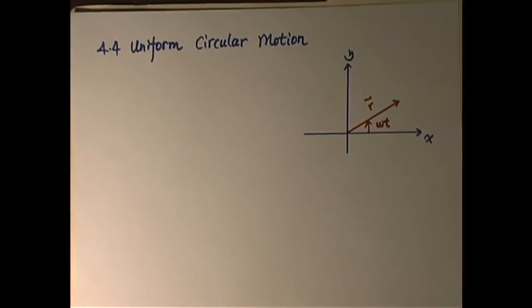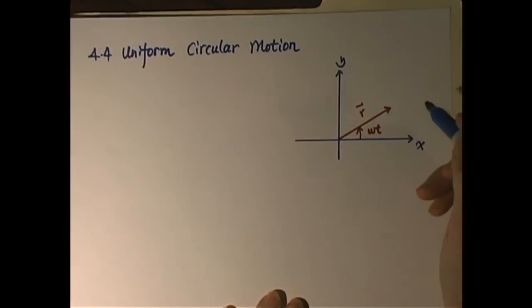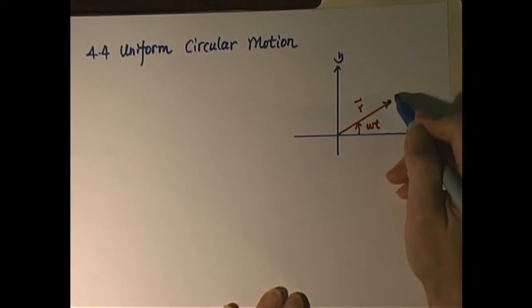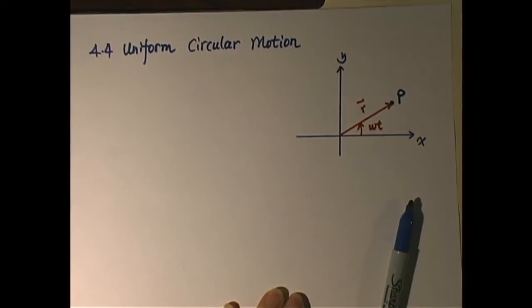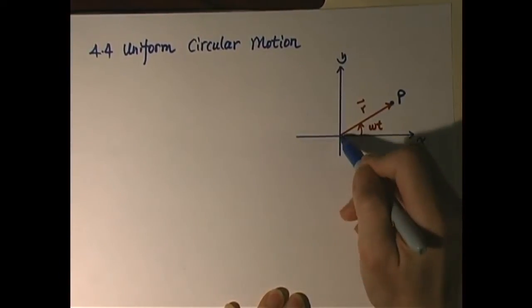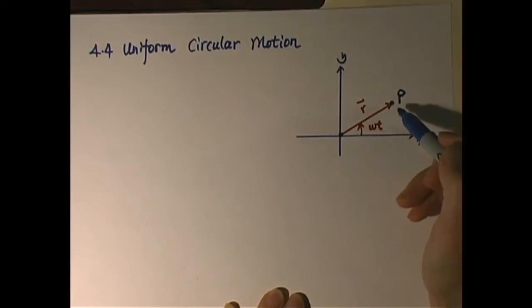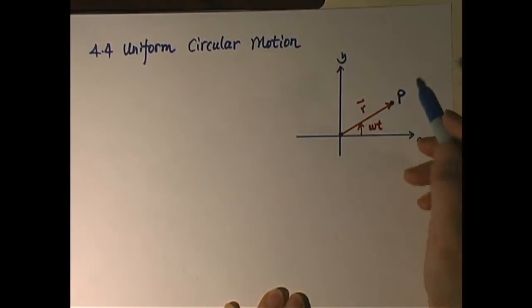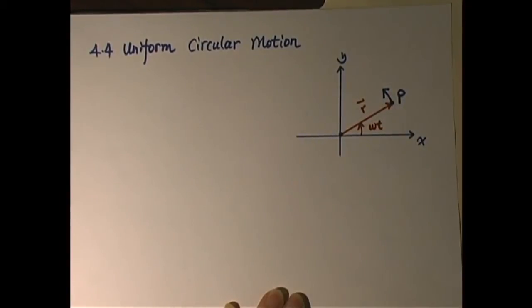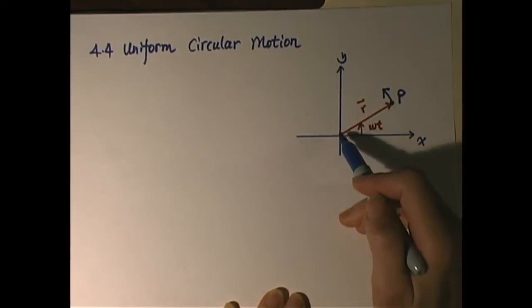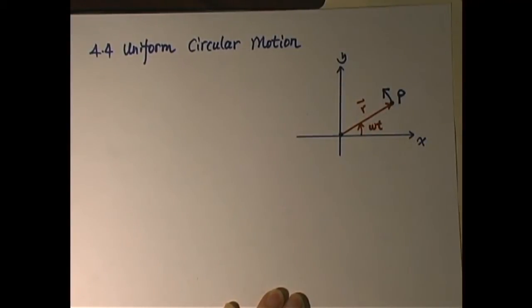Therefore, imagine that we have a particle P. It has a distance r away from the origin. If this particle keeps the same distance from the origin and starts to travel a circle, well, the character of circular motion is obviously that this object P is always the same distance away from the origin. That is the radius of the circle.